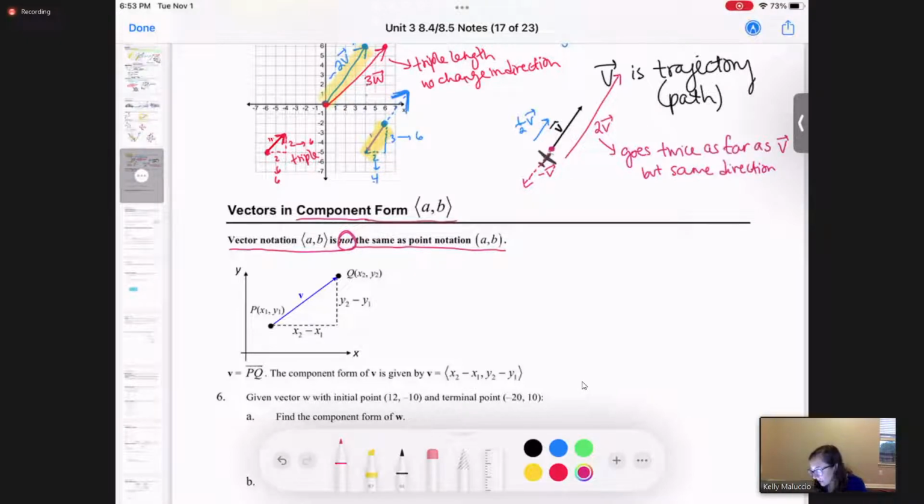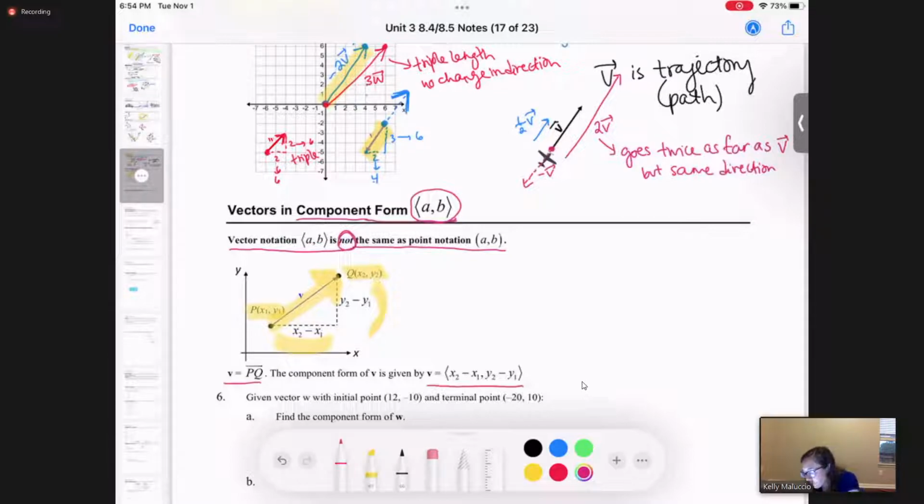Vector notation is actually, looking at this example, if we were given vector V going in that direction, with the point Q here and the point P there, and some distance here and some distance there, the vector is PQ. You can write it like this. And the component form is some type of bracket and then A, B. It is written like this, or this is what it represents.